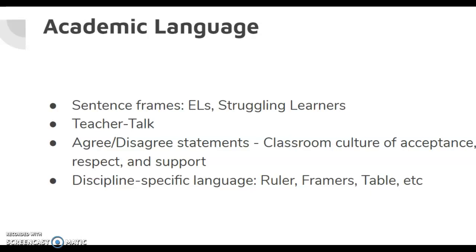Discipline-specific language is also crucial to academic language, especially in history and social science. There's a lot of words that we as history teachers tend to take for granted because we've been learning about it so long and reading so many documents and books and what have you. Something as simple as talking about a ruler, obviously this has multiple meanings. To a student, it could mean an object to measure, but a ruler could be a king or a queen, someone who has power and authority over others.